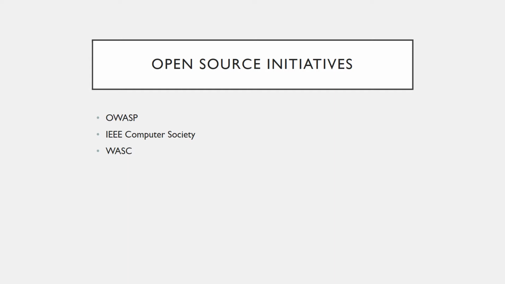Additionally, there's also the IEEE Computer Society, whose main purposes are of a scientific, literary, and educational character. They produce several documents that are very useful. And finally, we have the Web Application Security Consortium, which produces open source best practices for web applications. Its mission is to develop, adopt, and advocate standards for web application security. So again, it uses the open source concept to be able to develop these different standards.